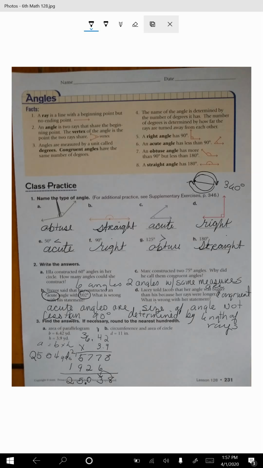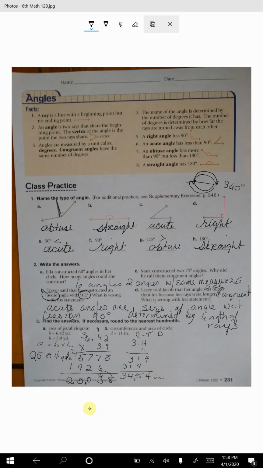Alright, what is the circumference and area of a circle with 11-inch diameter? So circumference, first of all, is pi times diameter. So let's do that. 3.14 times 11. Is that what you get? And that would just be plain inches.